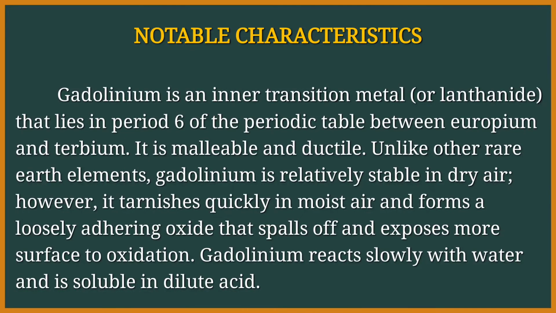Notable characteristics: gadolinium is an inner transition metal, or lanthanide, that lies in period 6 of the periodic table between europium and terbium. It is malleable and ductile. Unlike other rare earth metal elements, gadolinium is relatively stable in dry air. However, it tarnishes quickly in moist air and forms a loosely adhering oxide that spalls off and exposes more surface to oxidation. Gadolinium reacts slowly with water and is soluble in dilute acid.